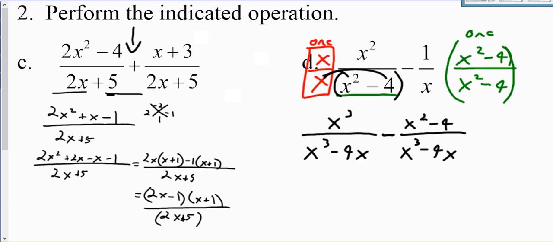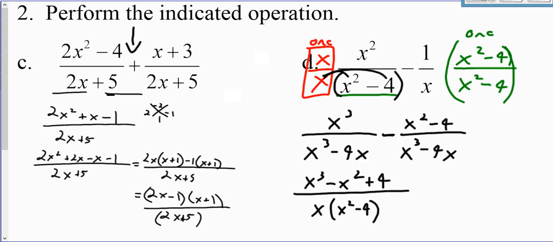Now that I have a common denominator, I can collect like terms in the numerator, so I have x cubed minus the quantity, so this negative is going to be distributed through, so minus x squared, and a minus negative 4 is going to change it to a plus 4, over, and I recognize I can factor out an x here, and I'm going to get x times an x squared minus 4. Okay. Well, I don't notice that I can factor anything in the numerator, and I'm just going to leave the denominator as such.